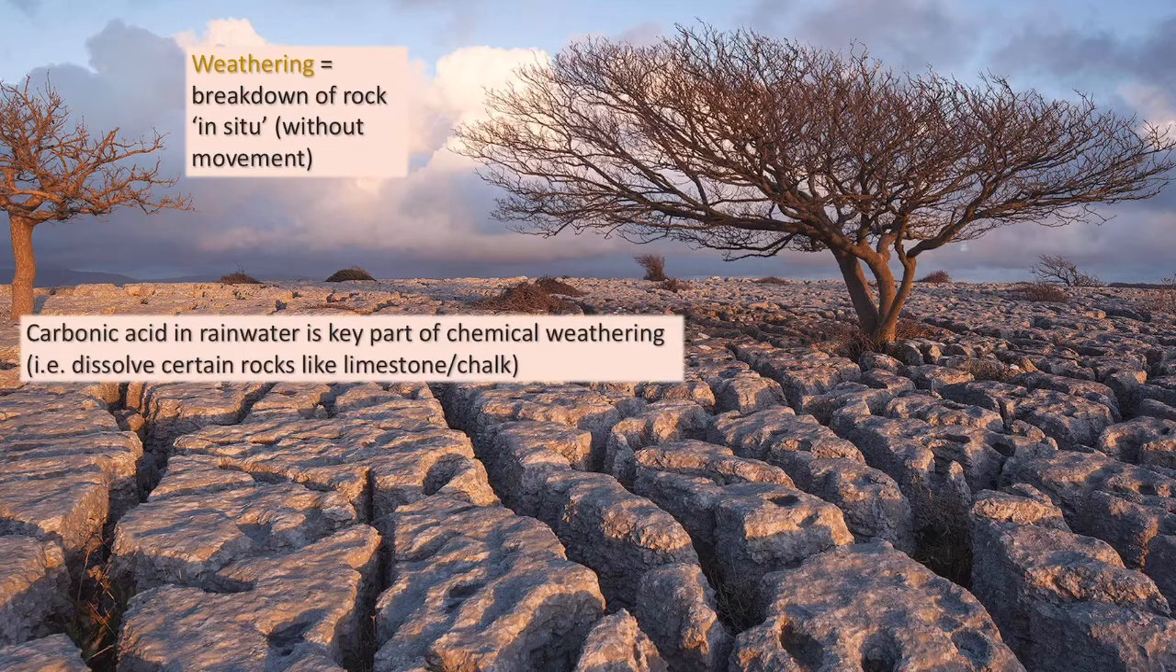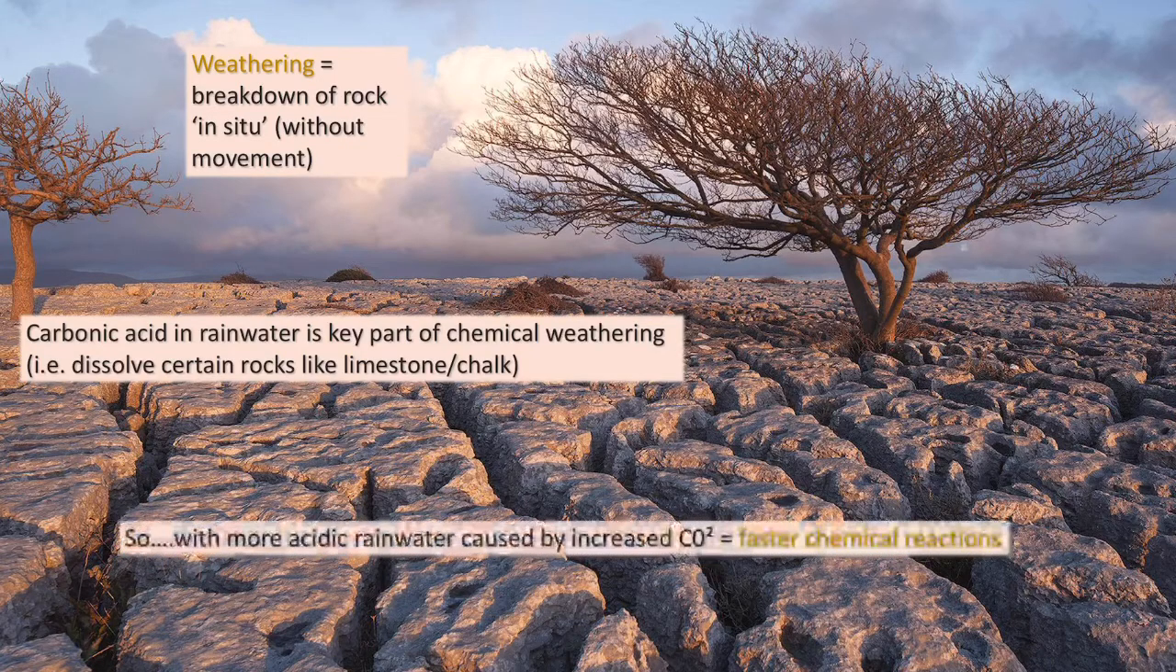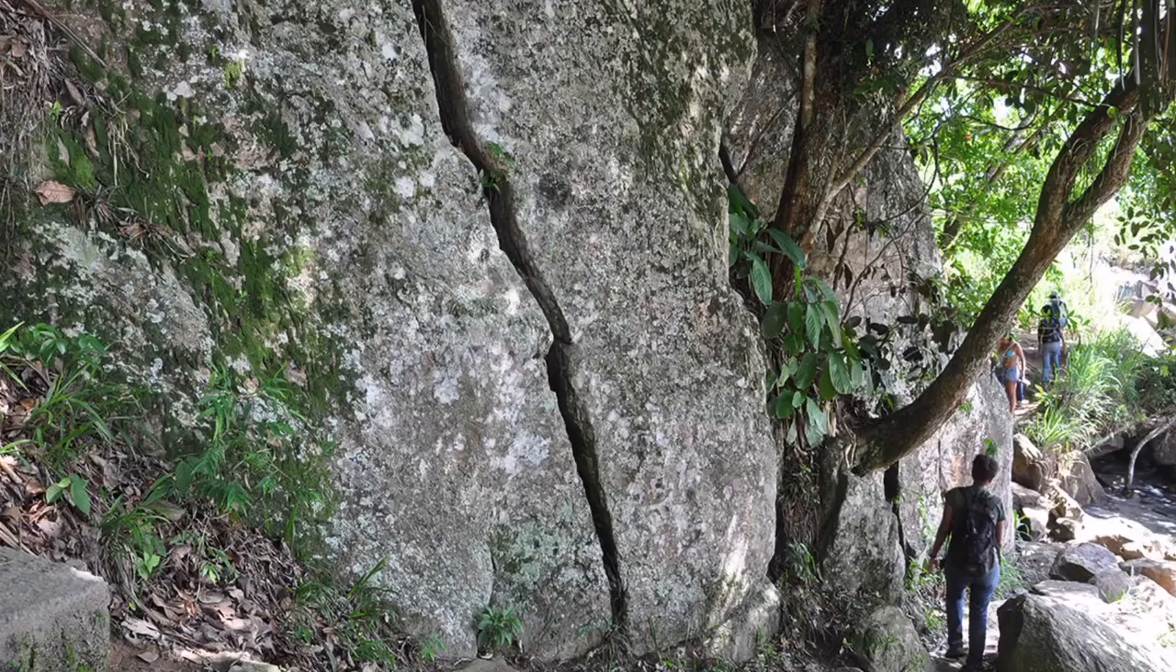Obviously, we're talking about changes over time, and so when I have more acidic rainwater, and this is again because more CO2 is dissolved into the rainwater, then I'm going to get faster chemical reactions. So we can have a real impact on chemical weathering depending on changes in the carbon cycle over time. We can also have changes in terms of biological weathering.